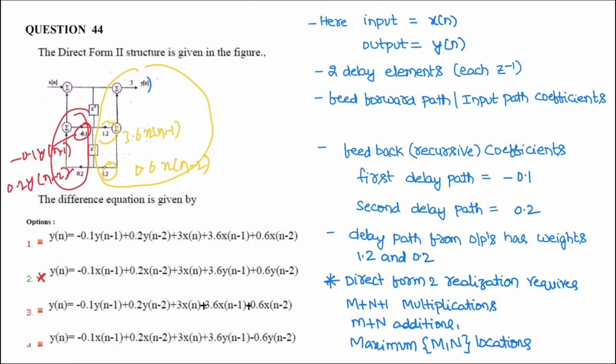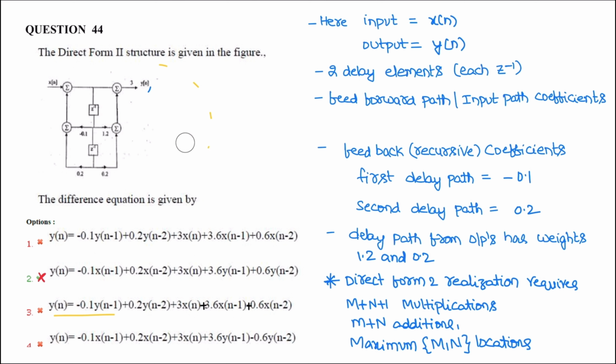The output expression y of n is equal to minus 0.1 y of n minus 1 plus 0.2 y of n minus 2, plus 3 into x of n plus 3 into 1.2, that is 3.6 into x of n minus 1, plus 0.6 into x of n minus 2. So here none of the options are correct. The correct answer is this expression.